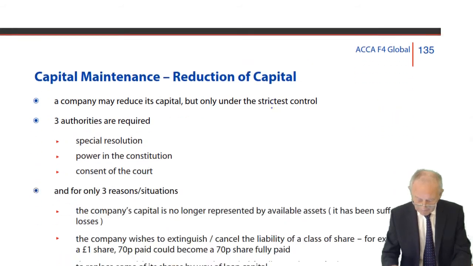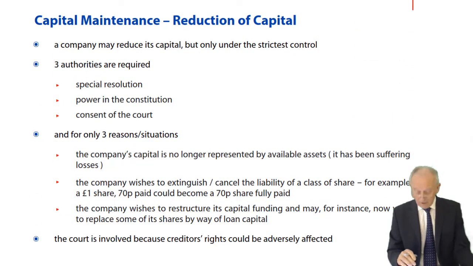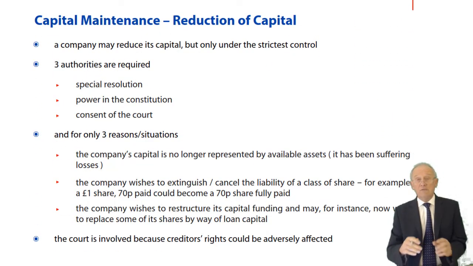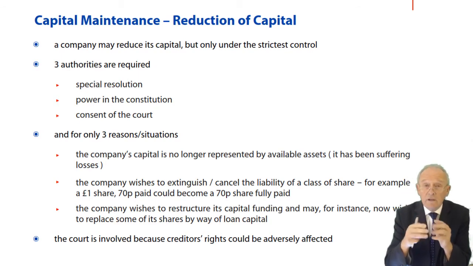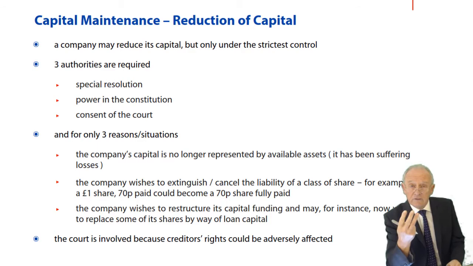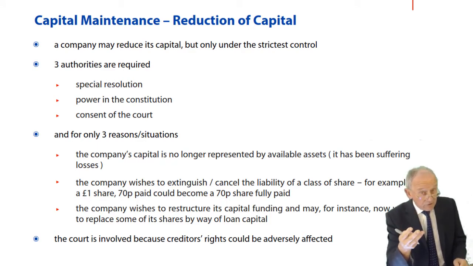Moving on, capital maintenance, reduction of capital. A company may reduce its capital, but only under the strictest control. And we need three authorities in order to be allowed to reduce our capital. The members need to vote on it by special resolution.